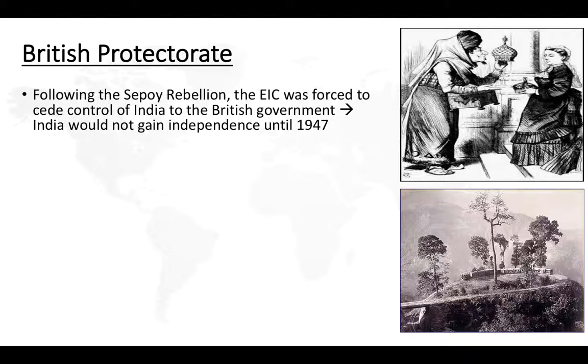Following the Sepoy Rebellion, the East India Company was seen as not being strong enough ruling over India. So the British government decided to take it into their own hands. And around 1858, the East India Company had to kind of relinquish their control over India to the British government. This is when we see India becoming a complete British protectorate.